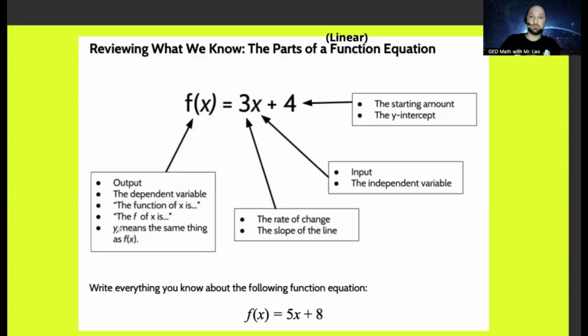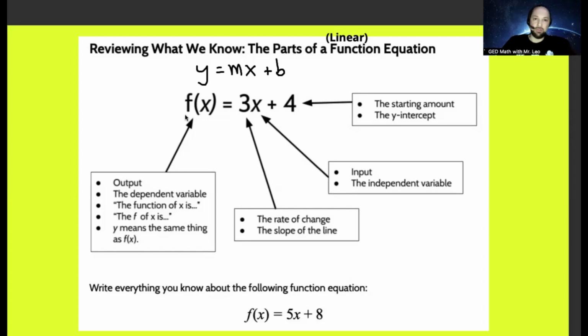Let's move on. This page is basically the same information. I just want to review it again from a slightly different perspective, reviewing what we know, the parts of a linear function equation. Here it is again. Here is a linear function. Please notice this perfectly fits the format, y equals mx plus b. That's the generic format. This is specific, f of x equals 3x plus 4.